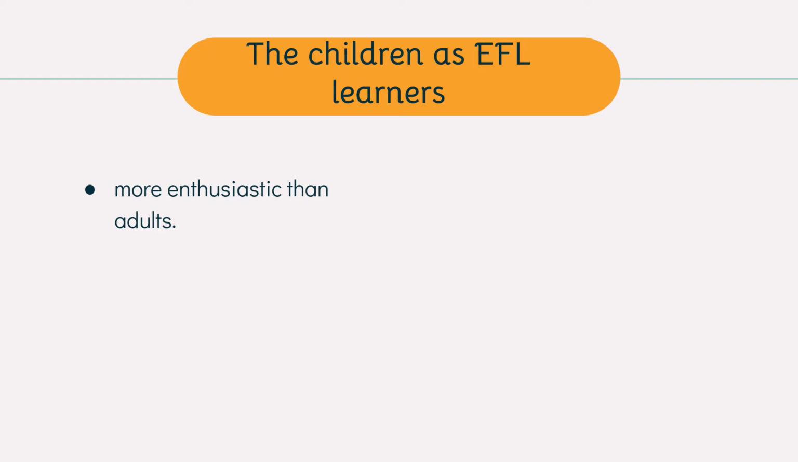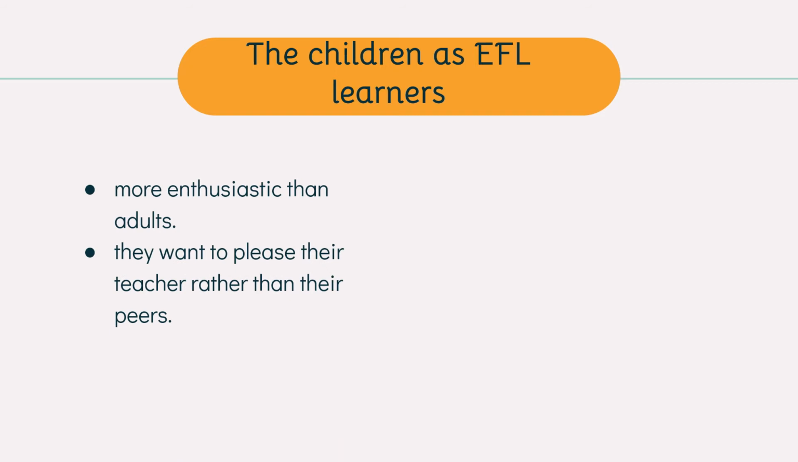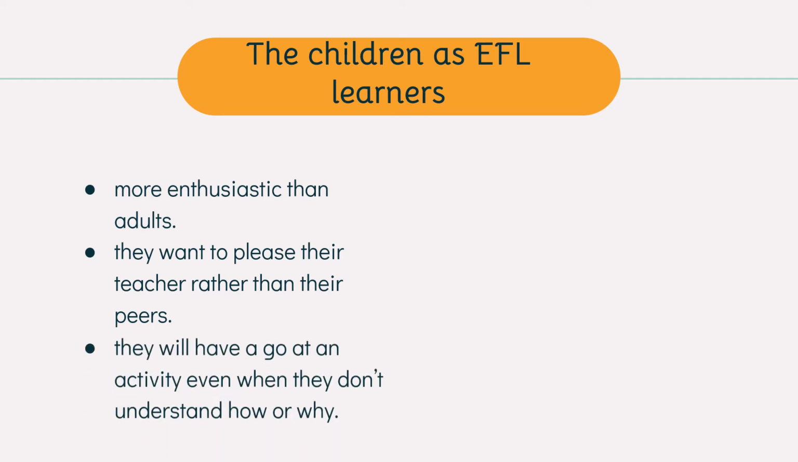more enthusiastic than adults. Next, they want to please their teacher rather than their peers. As you know, children are always trying to show up in front of the teachers, right? They try to show their skill, show their talent in front of the teacher by raising their hand. Okay, me. They just said like that. Okay. Next, they will have a go at an activity even when they don't understand how or why.